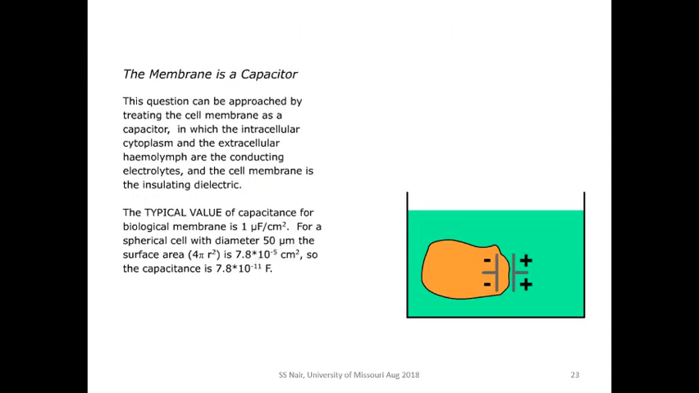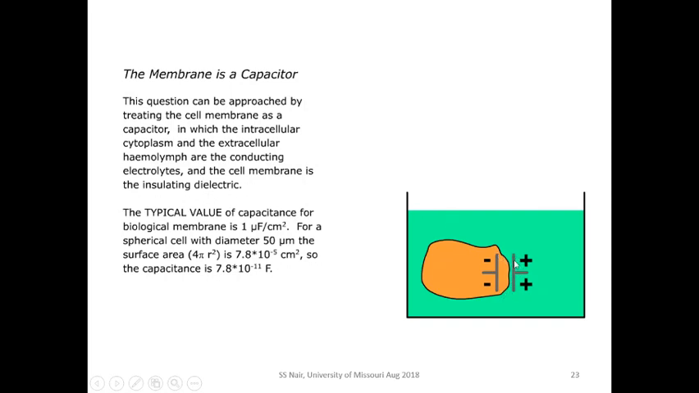So to do this, we go to math and you can calculate all this. Don't worry about the computations right now. We'll come to it in a later lab and you can do this, but we'll show you the logic. The question can be approached by treating the cell membrane as a capacitor in which the intracellular cytoplasm and the extracellular hemolymph are the conducting electrolytes. So the cell membrane itself is an insulator. Cell membrane is an insulating dielectric.